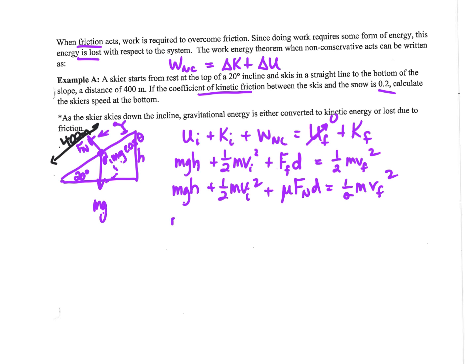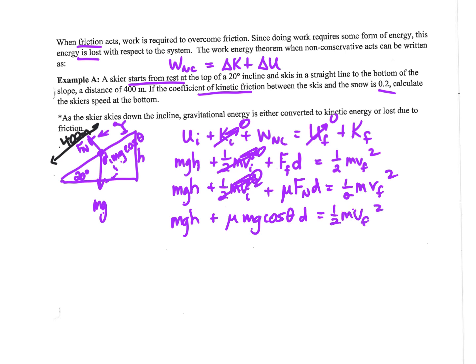So this is going to be mg cosine of theta, which is 20 degrees. So this is mgh plus 1/2 mv... You know what? I'm going to quit writing that because this guy starts from rest, so that's 0. So that goes away. Plus mu times mg cosine theta times d equals 1/2 mv final squared. Now the nice thing is we can see that the m goes away. Good thing, because they never did give us his mass. We do need to find h, though.